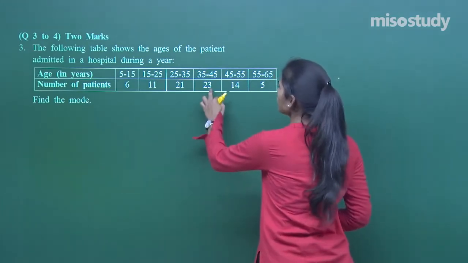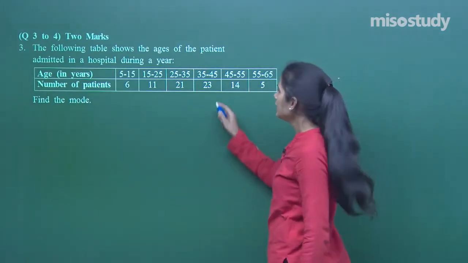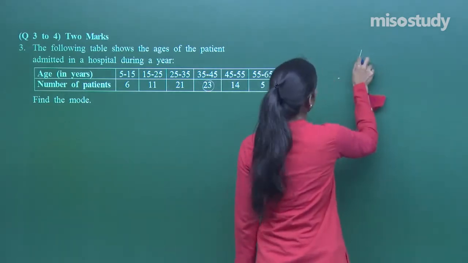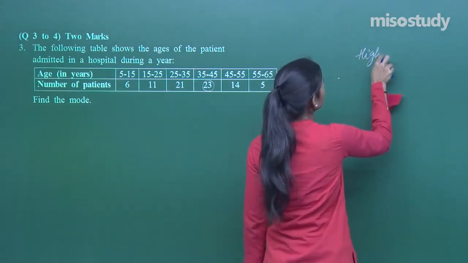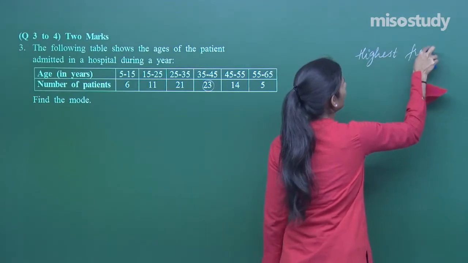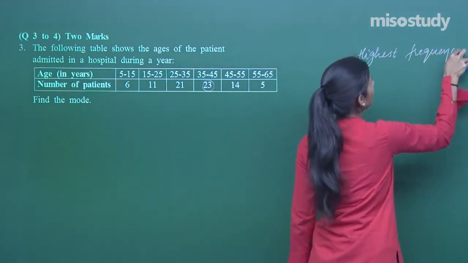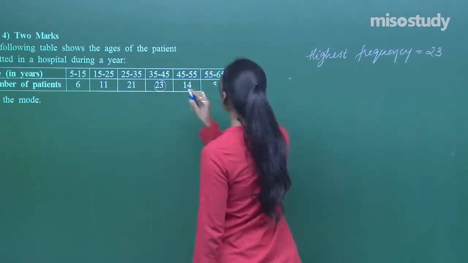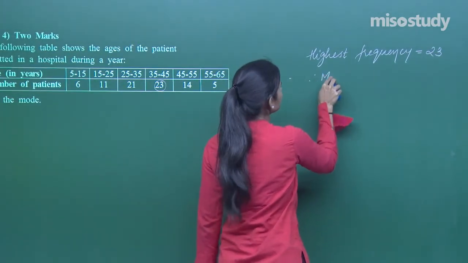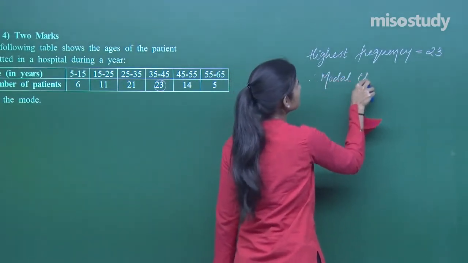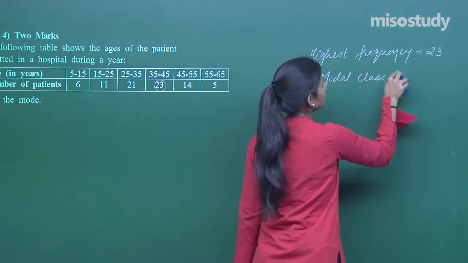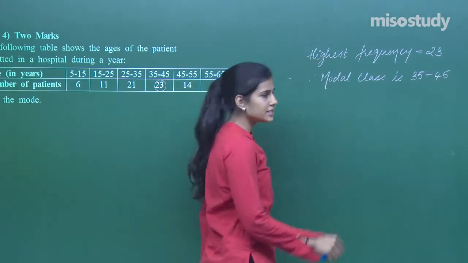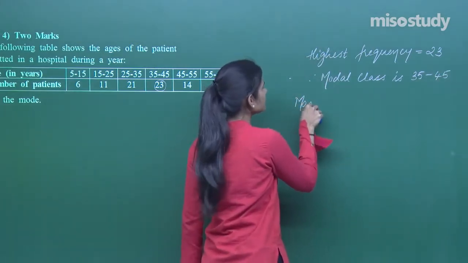What you do, you search out for the highest frequency. The highest frequency is 23, right? Highest frequency out of all is 23 and the corresponding class is 35 to 45. So that class is declared as the modal class. It is 35 to 45, right? Then I know what my mode is.